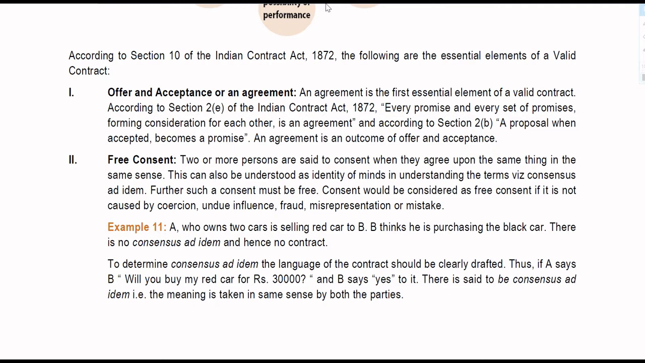To determine consensus ad idem, the language of the contract should be clearly drafted. Thus, if A says, B, will you buy my red car for 30,000, and B says yes to it, there is said to be consensus ad idem. That is, the meaning is taken in the same sense by both parties. So there is a meeting of minds, there will be a contract between them, and it will be valid.